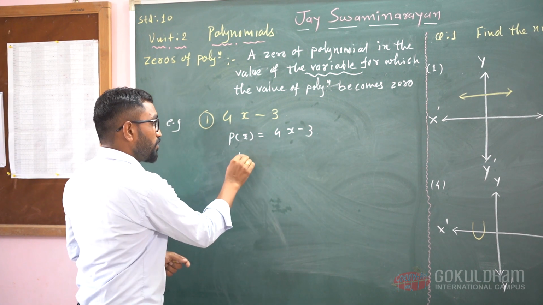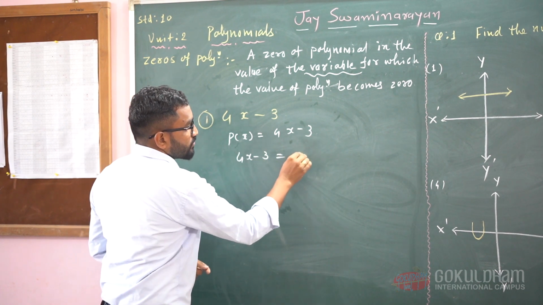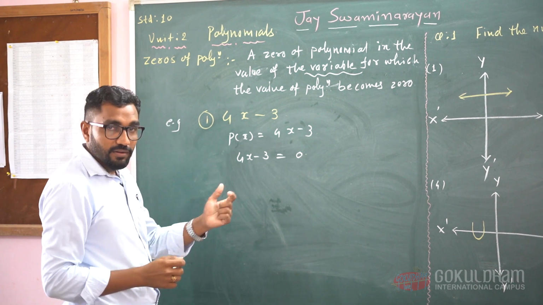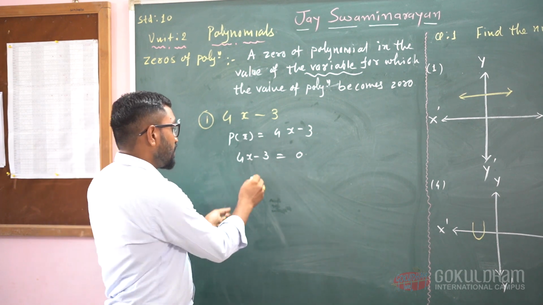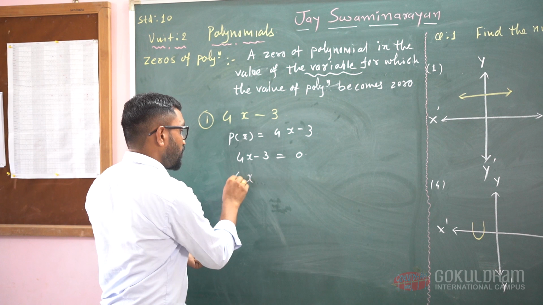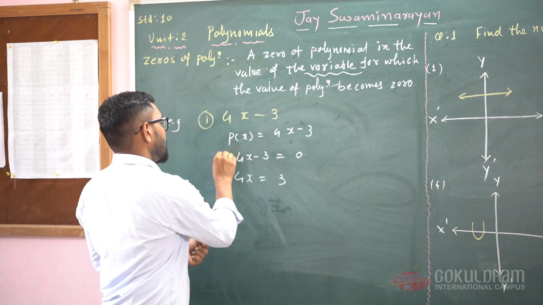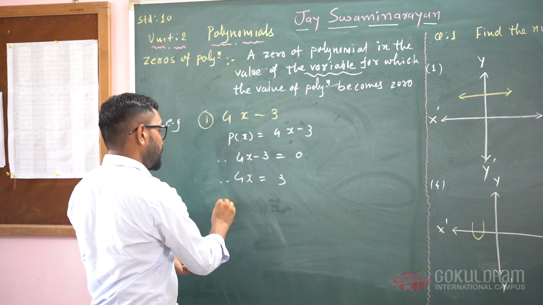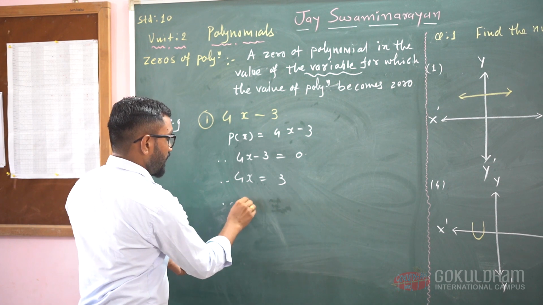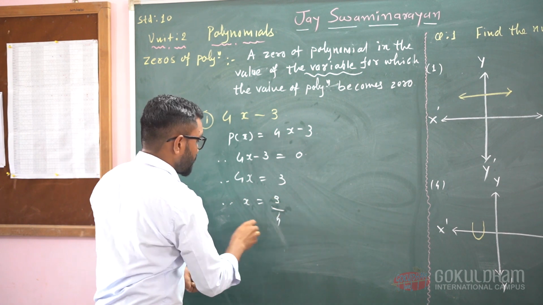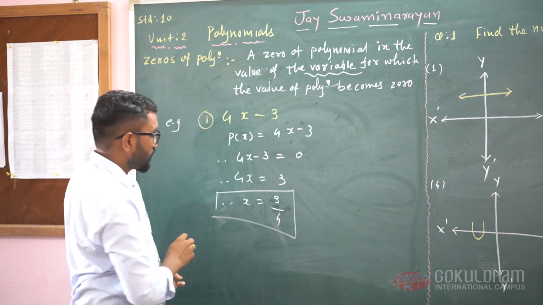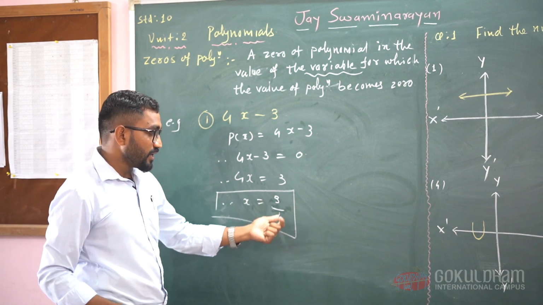We take 4x minus 3 equal to 0. We find the value of x. So 4x equal to 3. Therefore x equal to 3 by 4. The value of x is 3 by 4.